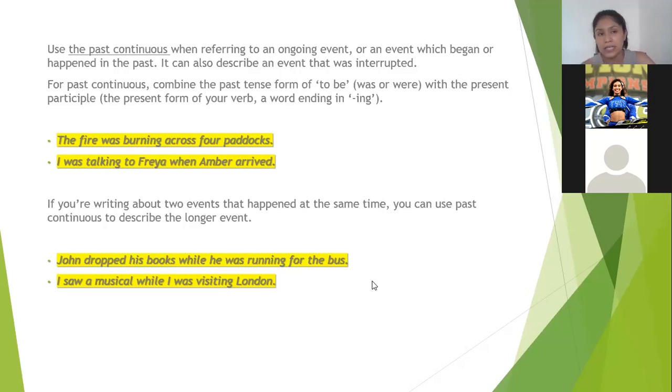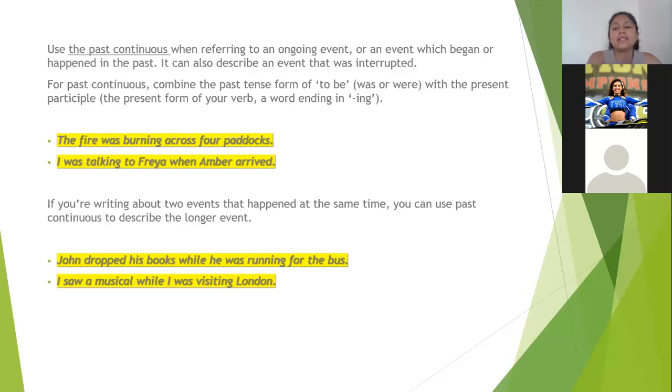For past continuous, combine the past tense form of the verb to be, which is was or were, plus the present participle, which is the ing form of it, right? For example, the fire was burning across 4 paddocks. I was talking to Freya when Amber arrived. So here, for example, in the first one, it is just an action that was happening at a specific moment. In this case, when it was the fire, right?